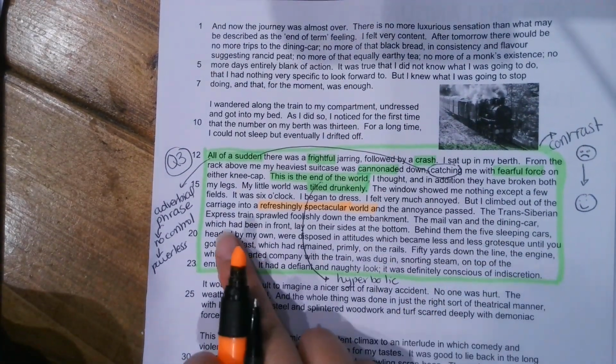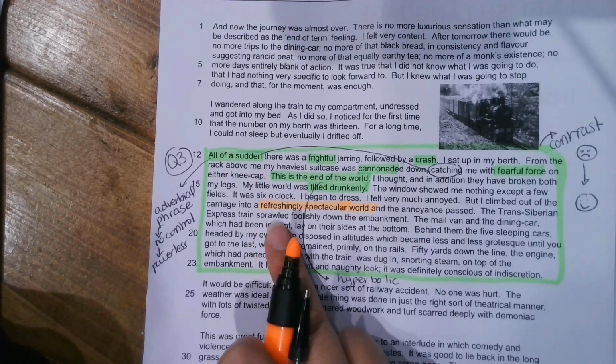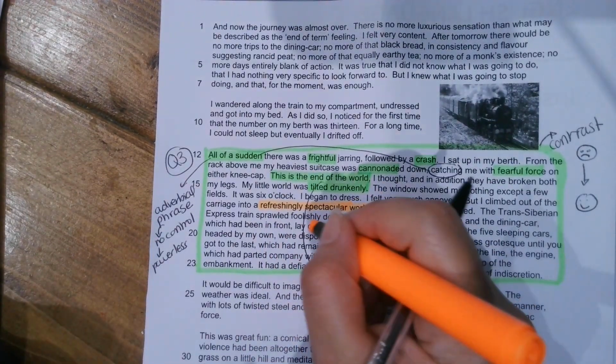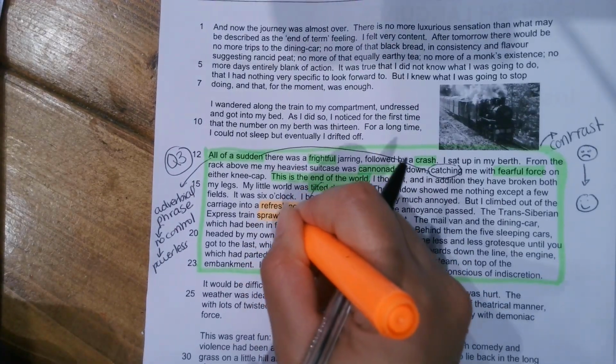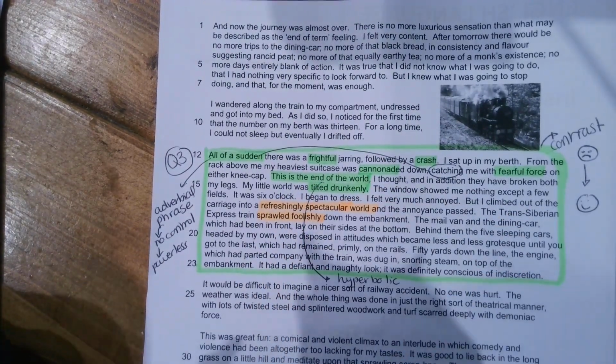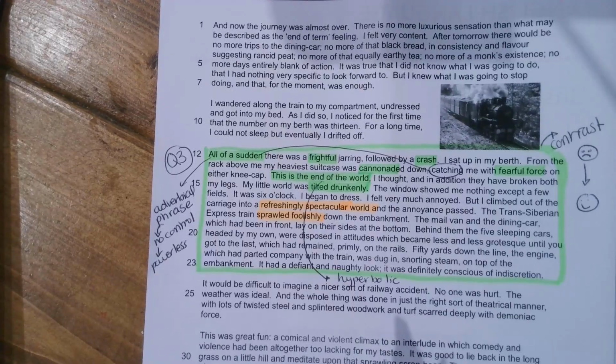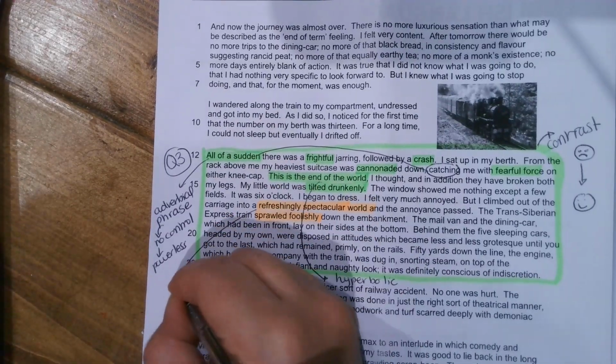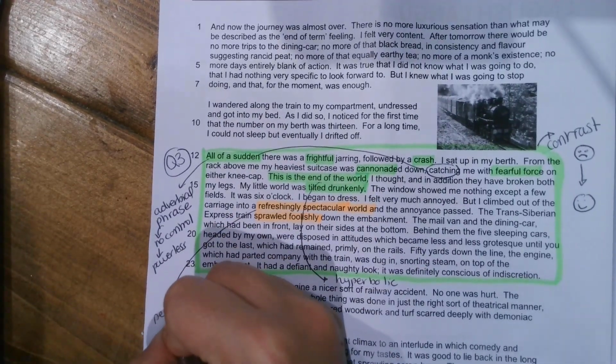"The Trans-Siberian Express train sprawled foolishly down the embankment." Now, you've got this idea of "sprawled foolishly". So it suggests that the train is just a bit silly, that this is clumsy. That use of personification. I'm going to put personification.